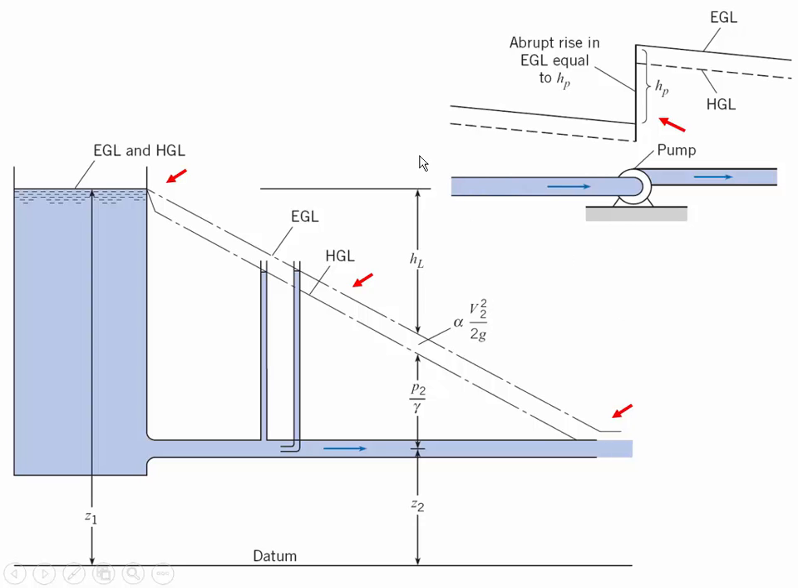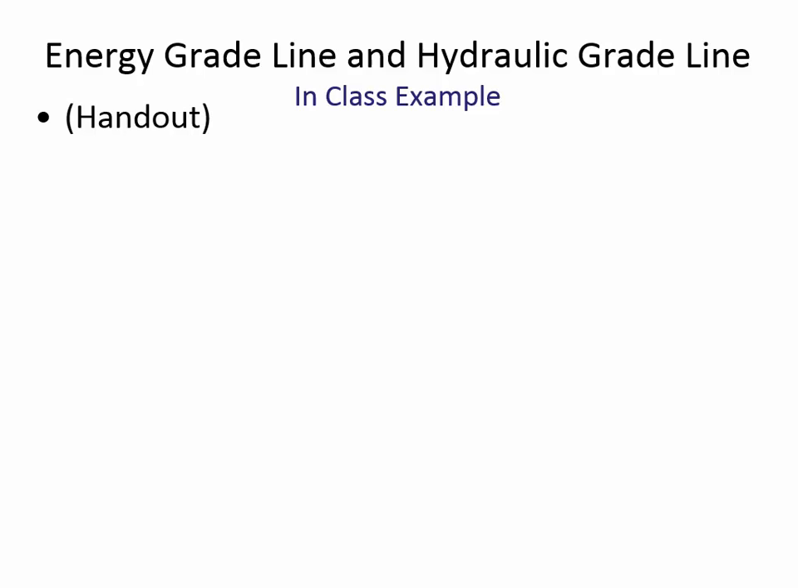And then remember, here at a pump, it's a sudden elevation increase going up. And then there's still losses after that. It's not that a pump prevents there from being any energy losses. It's just that both the energy grade line and the hydraulic grade line go up and then are gradually decreasing from there.